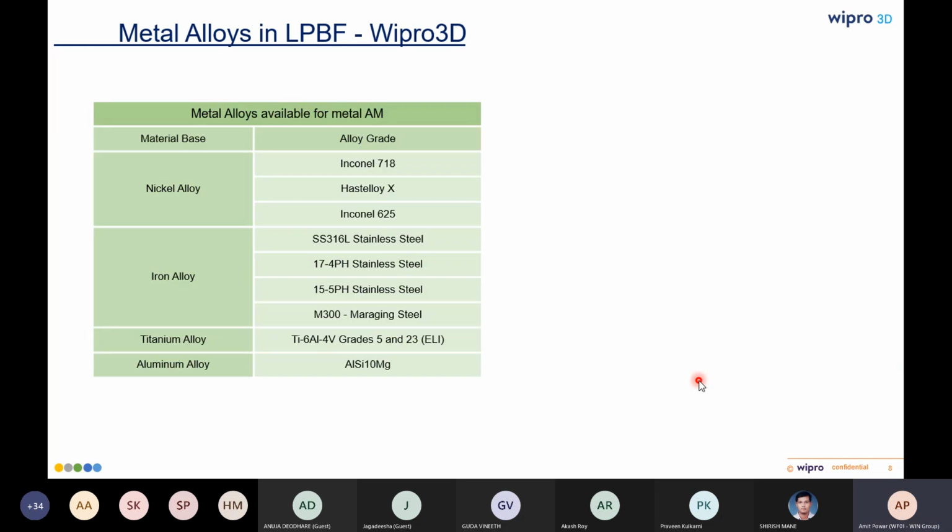So this is the material portfolio available at Wipro 3D for processing with LPBF, laser powder bed fusion. In nickel-based alloys, we have Inconel 718, Hastelloy X, and Inconel 625. In iron-based alloys, we have SS316L, 17-4 PH steel, 15-5 PH steel, and M300 maraging steel. And in titanium, we have Ti6Al4V grades, grade 5 and grade 23.